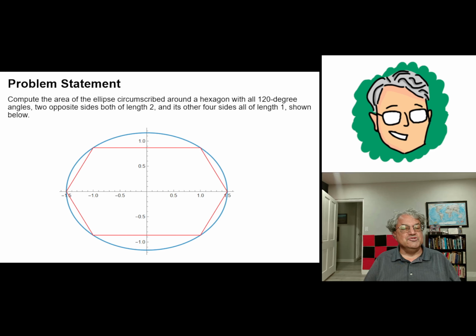And now what you want to do is inscribe an ellipse around it, as shown in this figure. You can always orient the hexagon so that it's in the XY plane as shown, and then the ellipse would just look as shown here. So now we want to find the area of this ellipse, which is shown in blue. So anyway, how do we do this?